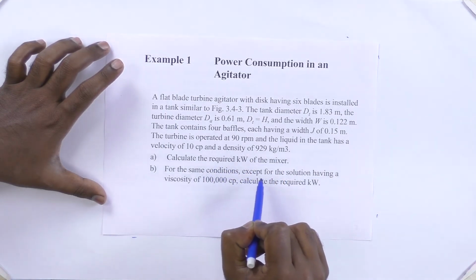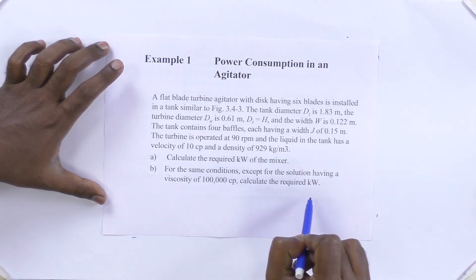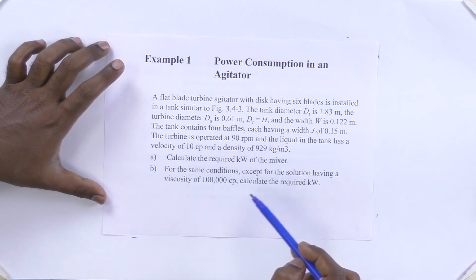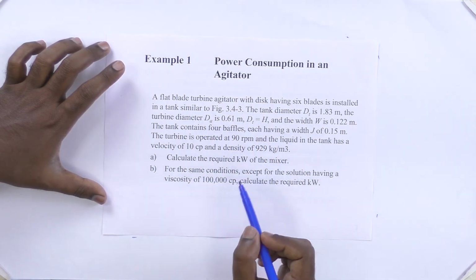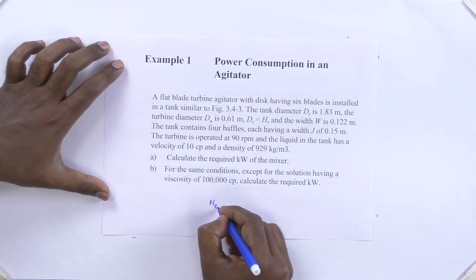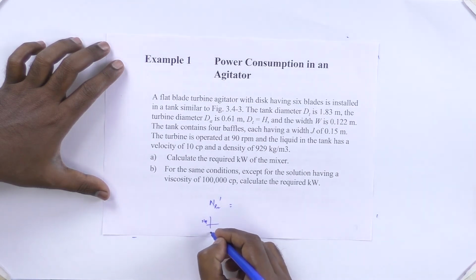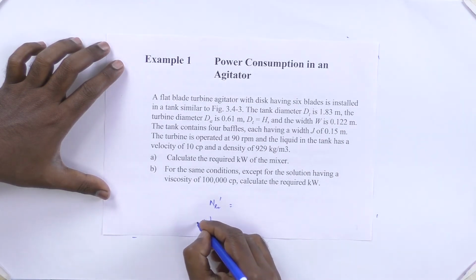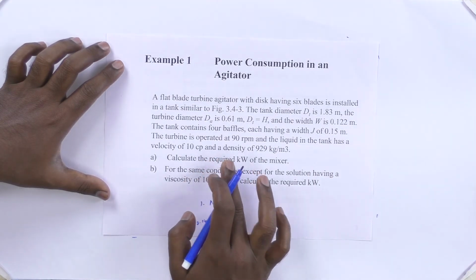For the same condition, except for the solution having a viscosity of 1 lakh centipoise, calculate the required kilowatt. So this is what is given in the problem. First, with the data, we need to find out the Reynolds number. Using the Reynolds number, you need to go to the power curve and identify the power number. And using the power number, you need to calculate the total power. This is how you need to calculate for this first subdivision.